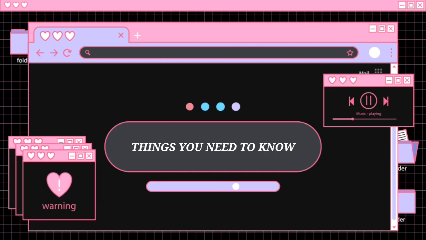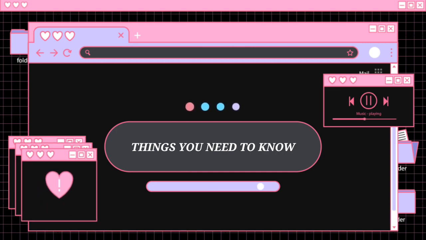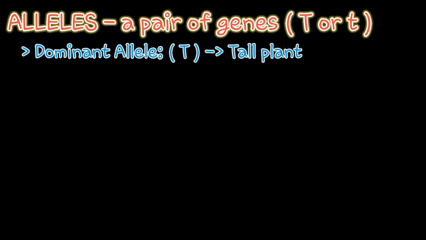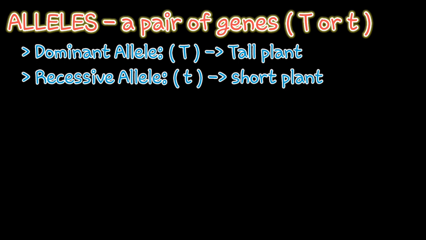Before we examine the use of a Punnett square, there are things you need to know. Alleles: a pair of genes, one from your mother and one from your father. An allele has two types: the dominant allele, always written in a capital letter, and the recessive allele, on the other hand, is written in a small letter.